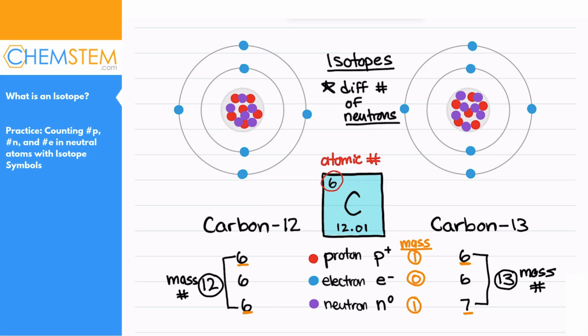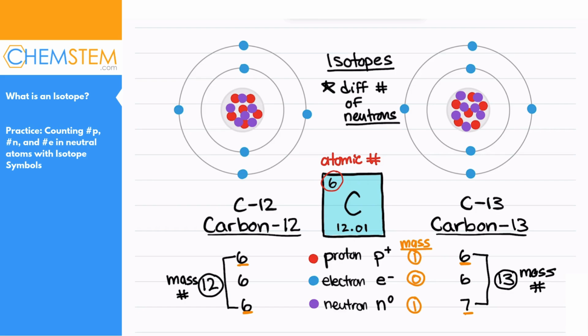It's not the number of protons, it's not the number of electrons, it's the number of neutrons between the same element type that makes them isotopes. Something to note about how we can denote isotopes: we can write out the name dash the mass number of the element, but we could also just write the symbol, which would be C-12 here and C-13 over here, so symbol dash mass number.